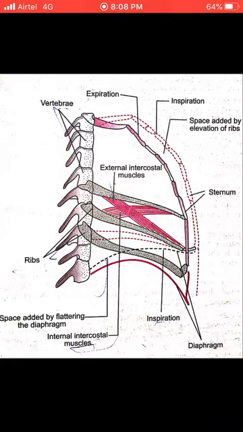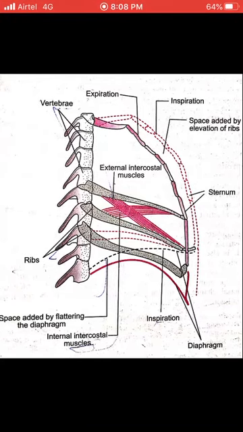When this decreases the thoracic cavity, the lungs reduce their capacity and the pressure rises by plus 3 to 4 mmHg, due to which the air is expelled out. So how does it go? It goes from alveoli to alveolar duct, then bronchioles, then bronchi, then trachea, larynx, glottis, pharynx, nasal chamber, and the air is expelled out.